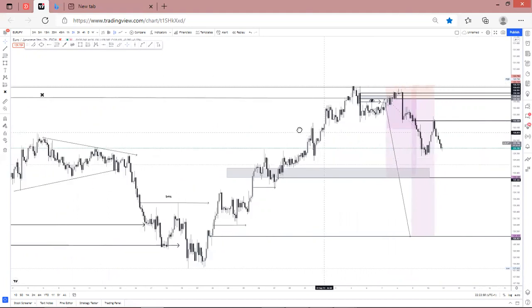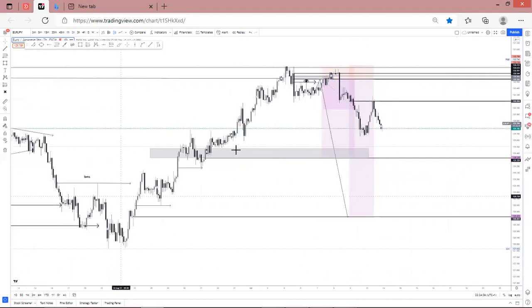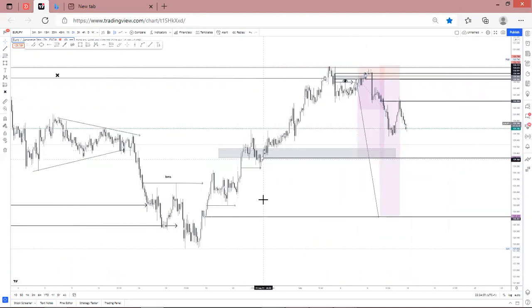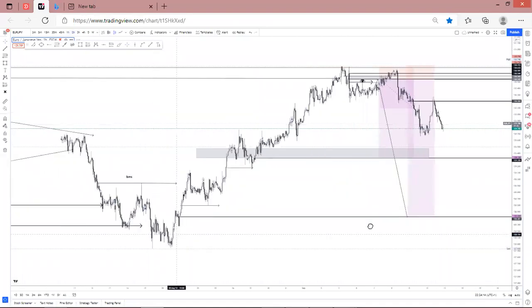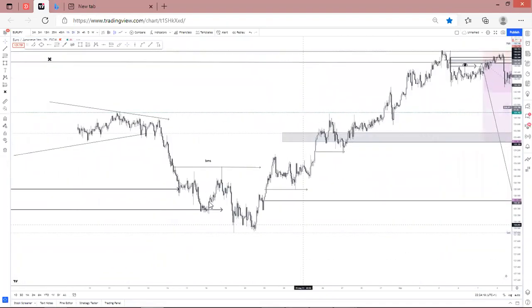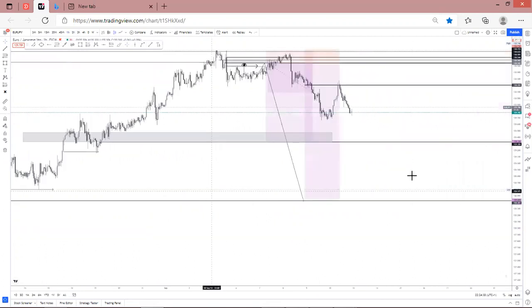Now, I'm not really having any different bias on this pair. I'm still expecting price to actually correct a bit, and we continue dropping right to this other block right here, and there is a 1-hour order block right at this place before we are looking to go long on the chart.